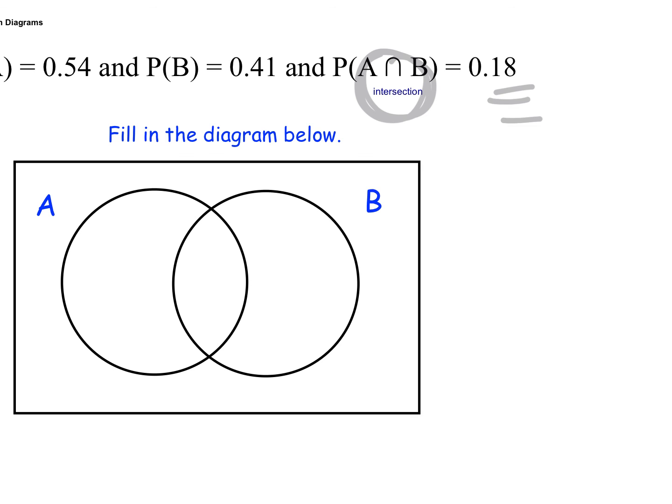Okay, next. A is 54. You know what everybody wants to do? They want to put a 54 right there. Wrong. You do not put the 54 right here. Why not? Well, because these two spots together add up to 54. So you're going to take 54 minus the 0.18 and put it there. So I'll do that for you. 54 minus the 18, and you get 36. 0.36.